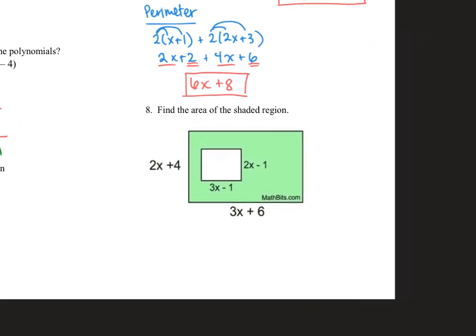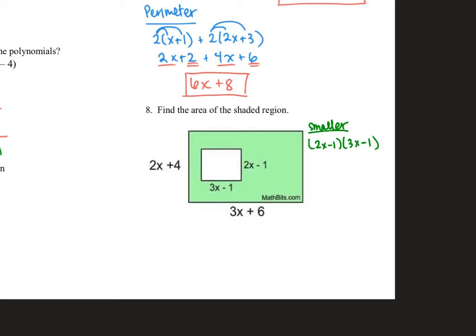All right, number 8, we're finding the area of the shaded region. So in order to do this, we need to find the area of the smaller shape, the area of the bigger shape, and then subtract. So for the smaller shape, we're going to multiply 2x minus 1 times 3x minus 1.